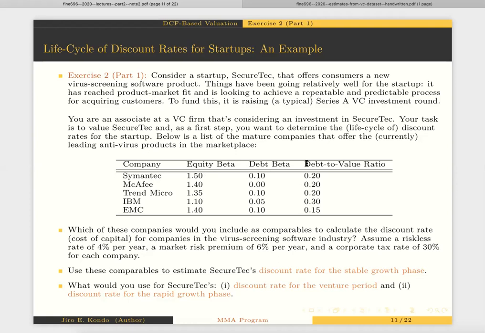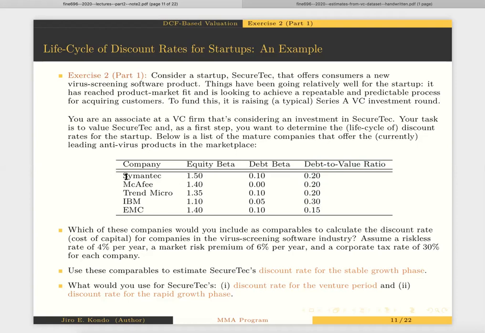I also have the debt to value ratio for each of the 5 companies as well. So Symantec is 20% debt, and that's 80% equity. McAfee, 20% debt, 80% equity, and so on and so forth. IBM, 30%.